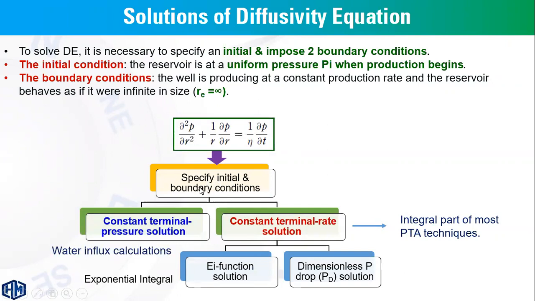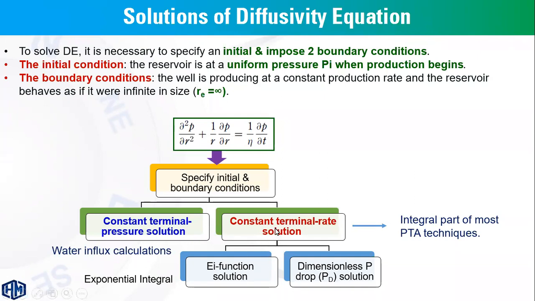By specifying initial and boundary conditions, we have two different solutions: constant terminal rate and constant terminal pressure. In constant terminal pressure, we assume the pressure at the external boundary of the reservoir is constant, in case of strong pressure support like water influx. While for constant terminal rate, we assume we have a constant flow rate during the test, which is the principle of all well testing or pressure transient analysis techniques.